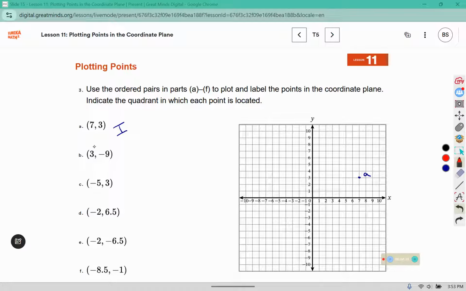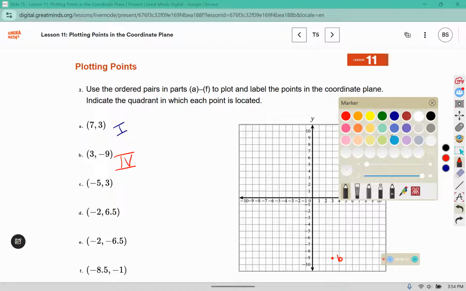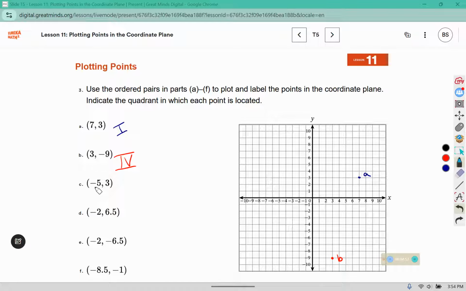B. Again, left and right first. Positive 3 is right 3. The second number tells us up and down. Since it's negative, we're going down 9. And that is point B, which is in quadrant 4, labeled with IV.